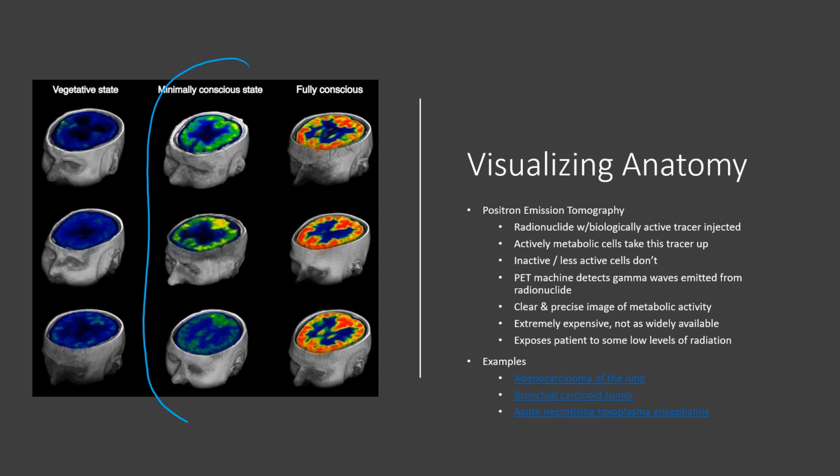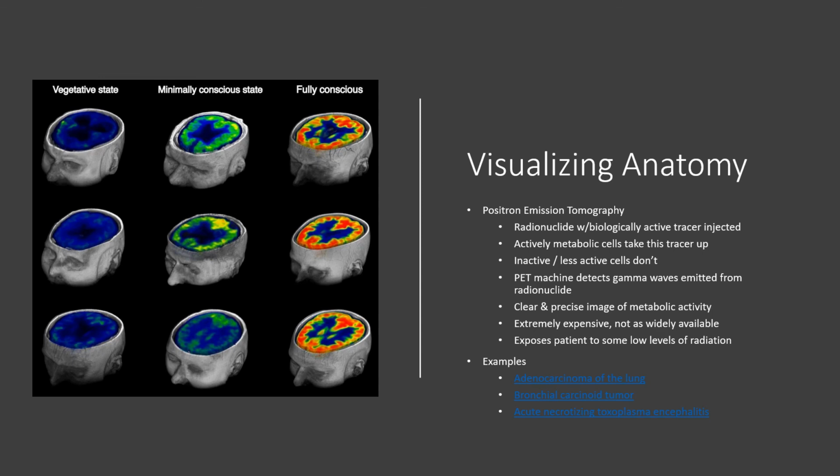If somebody is minimally conscious, like not vegetative, but in a coma, for example, it'll look more like this, where you have these cooler greens. You don't really see reds and yellows anymore. And over here is somebody who's in a vegetative state. Their brain isn't really doing anything at all. There's no metabolic activity or very, very minimal metabolic activity. And so you don't see as much of the bounce back of the gamma waves from the radionuclide.